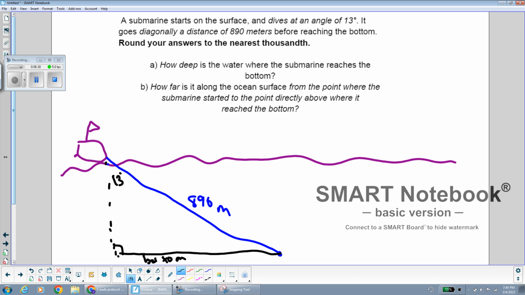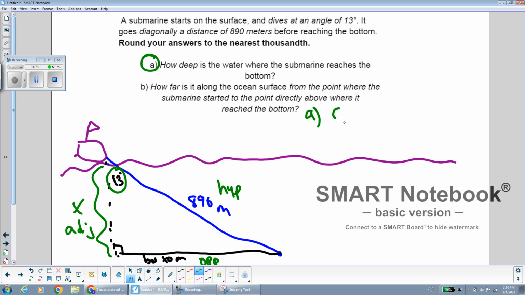How deep is the water where the submarine reaches the bottom? So for part A, we want the depth. So that would be how far down the submarine traveled. Here for part A, from my focus angle, this would be opposite, this would be hypotenuse, and this would be adjacent. So I'm looking for adjacent, and I have hypotenuse. So adjacent over hypotenuse is cosine.